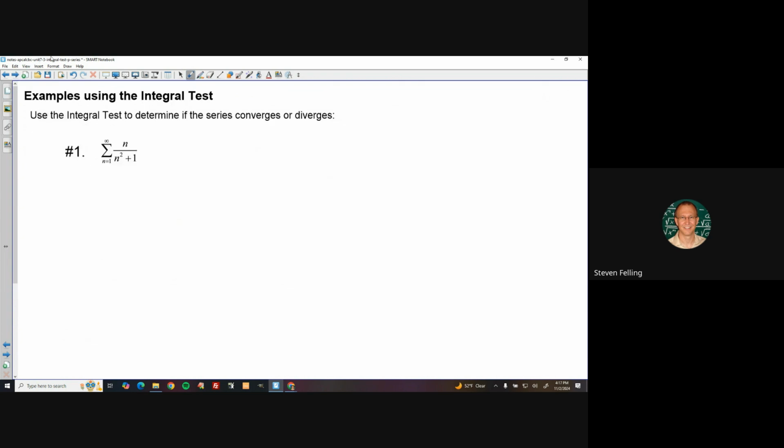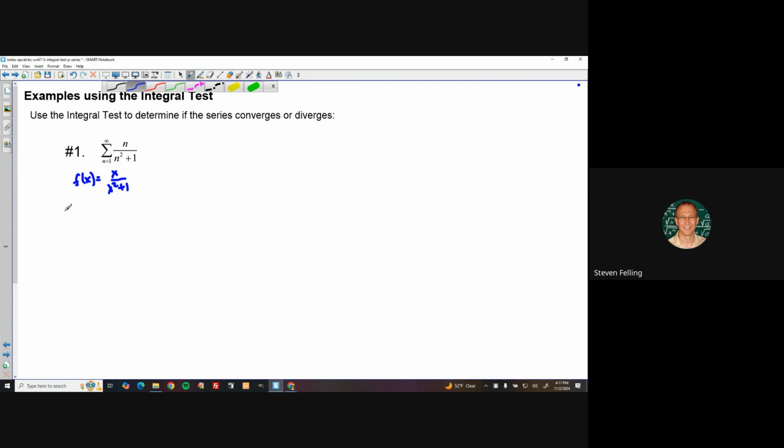All right, so here's how we would go about using this, and I'll show you how we want your work to look so that you can do well on the AP test. Use the integral test to determine if this series converges or diverges. So we've got this generating rule. What we're going to do is write a function that is equivalent to that, and I'll switch to using x just so it's more comfortable when we do the integral part. It's just x over x squared plus 1.